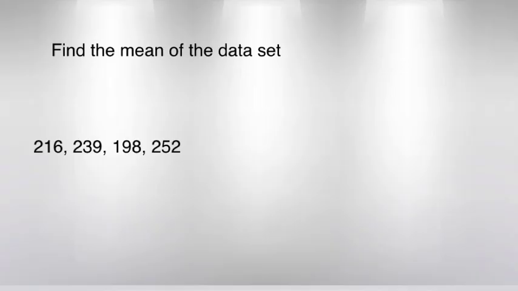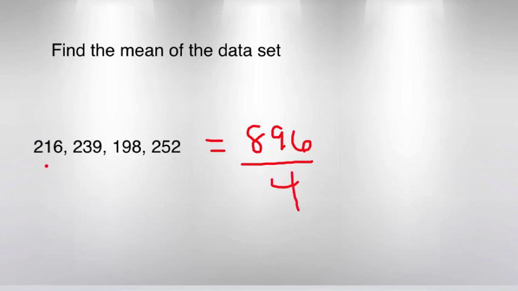Okay, so here's an example. We're going to go ahead and add up these four numbers and see what the total is. And the total is going to be 896. So when we're working with mean and outliers, we can go ahead and use calculators for this, because now I am going to divide this number by 4 because I have 4 data items in my data set. So when I divide this by 4, I'm going to get that the mean equals 224.